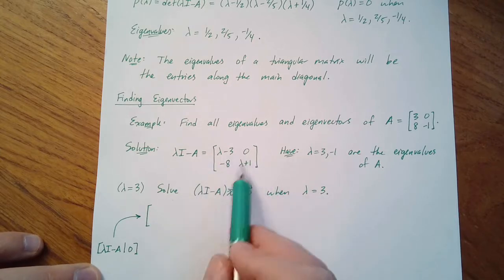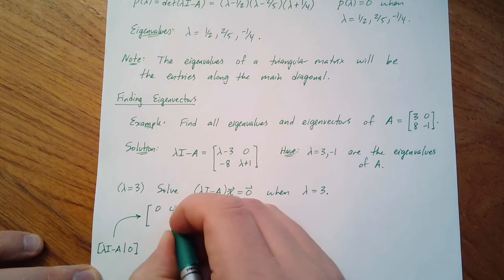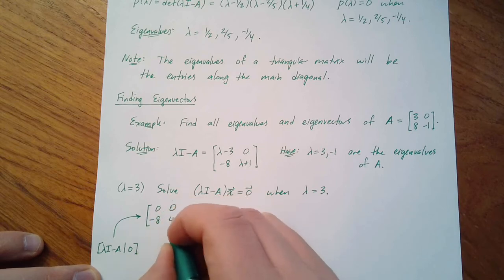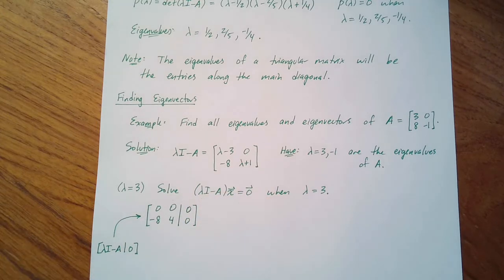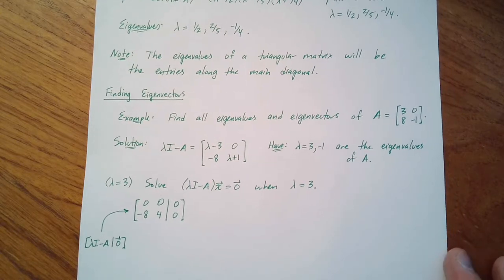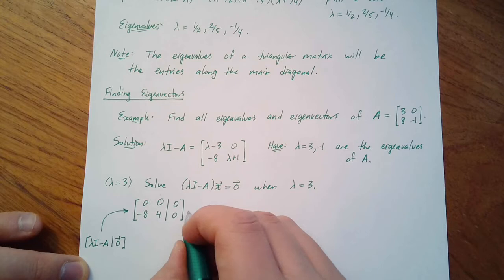If I plug in 3 to this matrix, I'm going to get 0, 0, negative 8, and 4. And then my constant column consists of zeros, because I could write a 0 vector there just to be clear. Because we got zeros on the right-hand side, that's why you have zeros here. Okay, so now the question is, what's the general solution to this system of equations? Because that's really what this can be thought of, right? It's an augmented matrix. You can interpret it as a system of equations that you need to solve. So your first step will be to row reduce it.